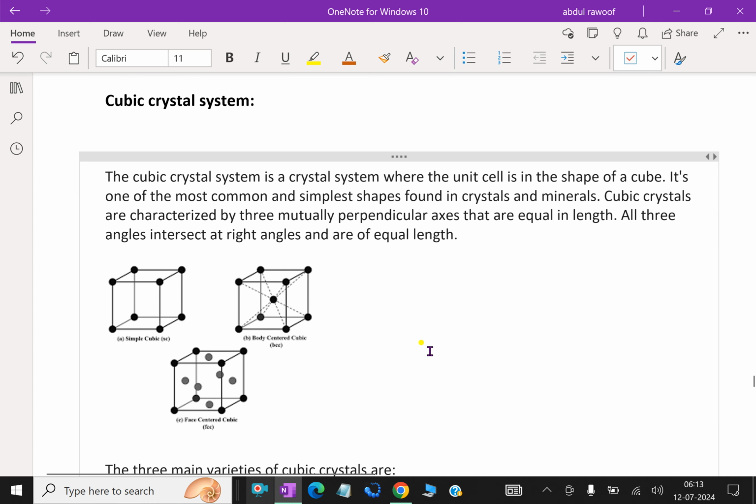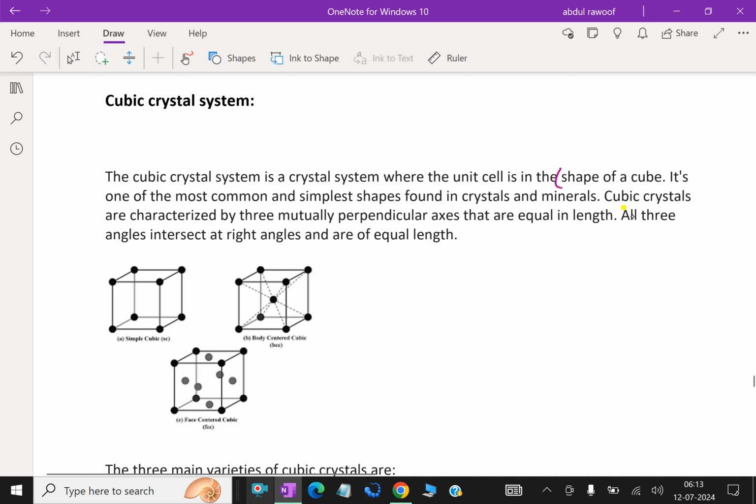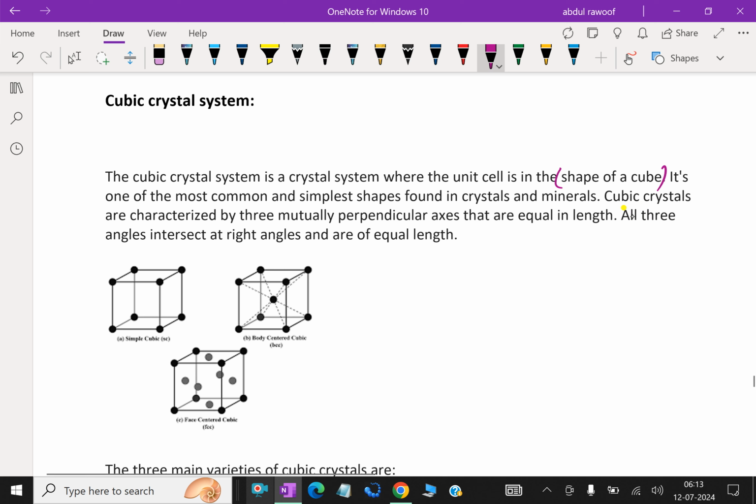First one, cubic crystal system. The cubic crystal system is a crystal system where the unit cell is in the shape of a cube. It's one of the most common and simplest shapes found in crystals and minerals. Cubic crystals are characterized by 3 mutually perpendicular axes that are equal in length. All 3 angles are right angles. This means a, b, c are equal, and alpha, beta, gamma are also equal.